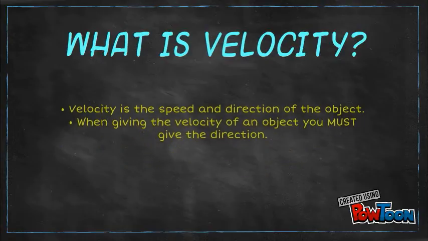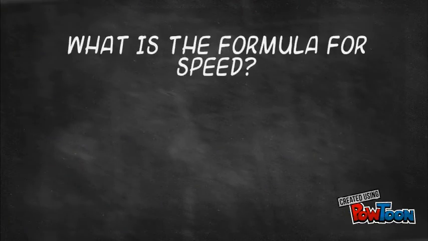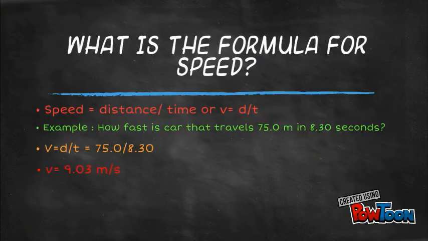What is velocity? Velocity is the speed and direction of the object. When given the velocity of an object, you must give the direction. What is the formula for speed? Speed equals distance over time, or V equals D over T.